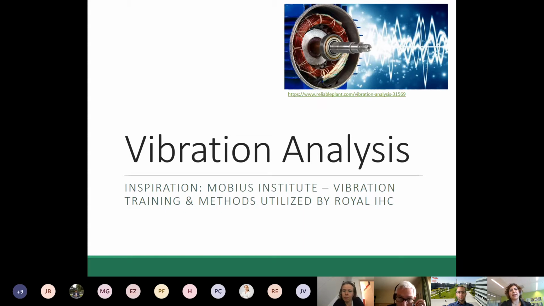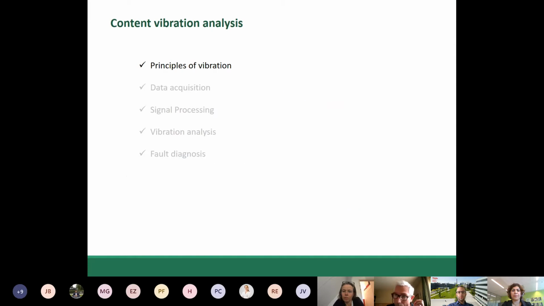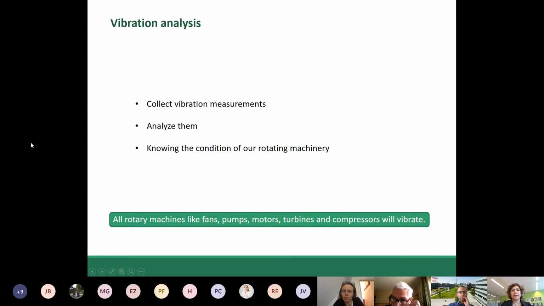The inspiration to make the following slides is based on an interview with our contact person, Amir Branken, in Royal EHC, and it is also based on the content of books from Mobius Institute. So this part has the following structure. First, I will say about principles of vibration, then data acquisition, signal processing, vibration analysis, and fault diagnosis. Let's look at the principles first.